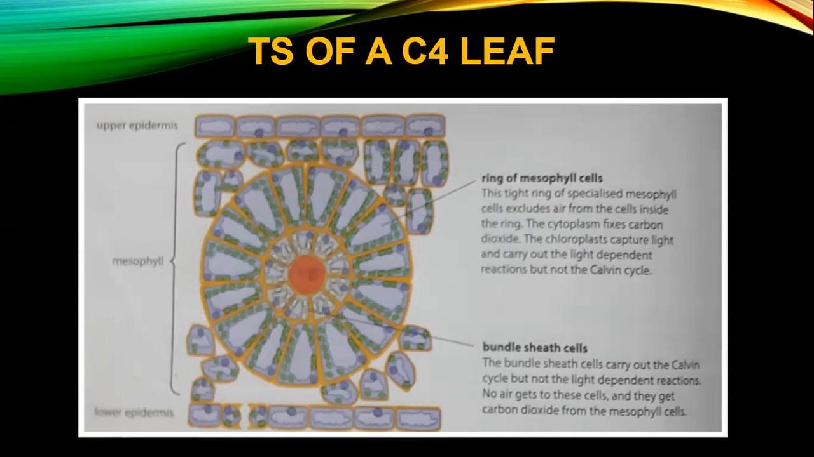Okay, so this is how the difference is. In case of a C3 leaf, mesophyll cells are arranged not in the form of a ring, and secondly there are no bundle sheath cells.